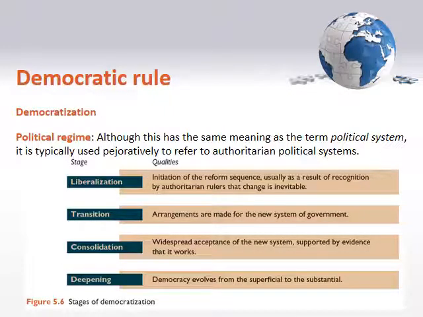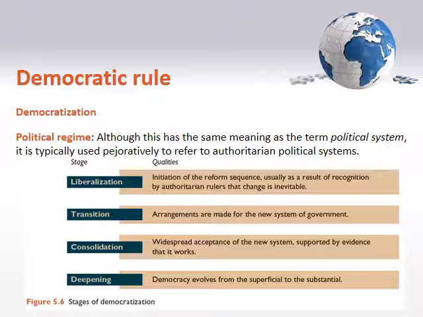Democratization is a process. The first day that authoritarian leaders are overthrown, that's not the creation of an enduring democracy. That's only the beginning. So here are the stages of democratization. Again, make sure that you understand this from your textbook. There's first liberalization. There are initial democratic reforms, usually as a recognition by authoritarian leaders that they need to do something to maintain power, that change is going to be inevitable. And if they don't try to channel that power, that they'll be overthrown.